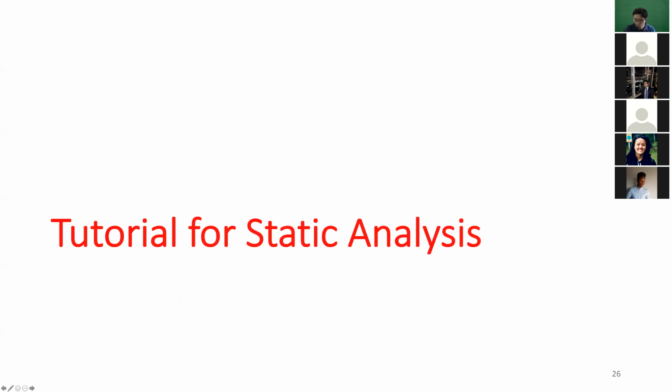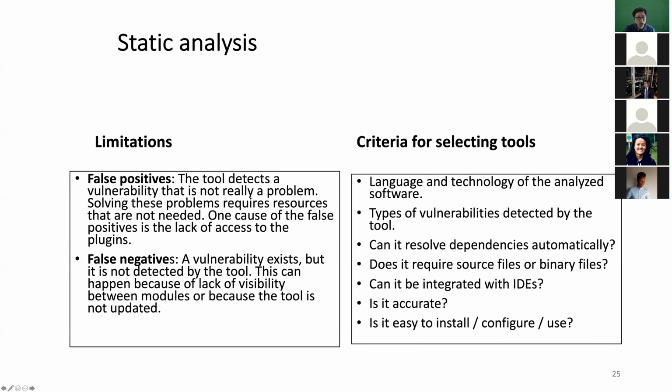So how do we select tools, right? We need to use static analysis tools to analyze our code. First one, language, right? Java, C++, Python use different tools. And what types of vulnerabilities are you mostly interested in, right? These are the criteria that you need to consider when you select your tool, right?